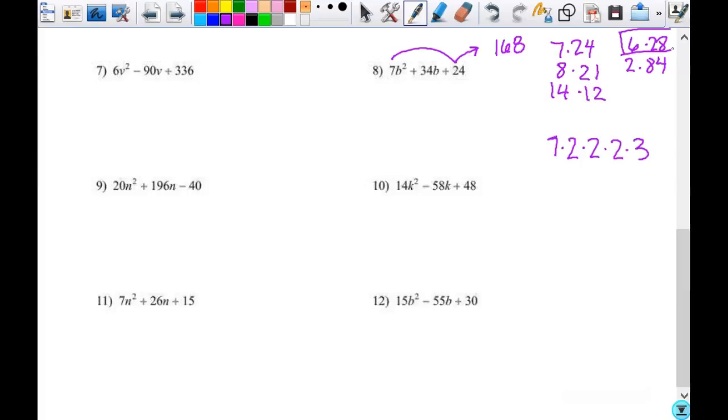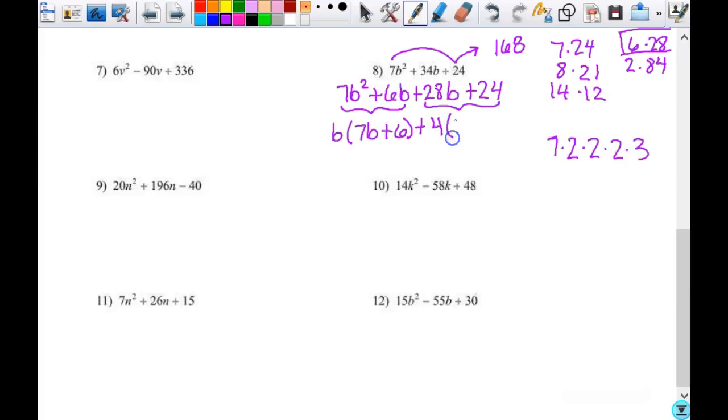So now I'm going to write this out, and I'm going to get 7b squared. Does it matter which one comes first? No. So plus, we'll do 6b plus 28b plus 24. Then I'm going to group these together. And what can I factor out of the first set? B. So you get b times 7b plus 6 plus, what do I factor out of this? 4. Good. And that leaves me with 7b plus 6. And I would expect that I would get the same thing, right, in both of them?